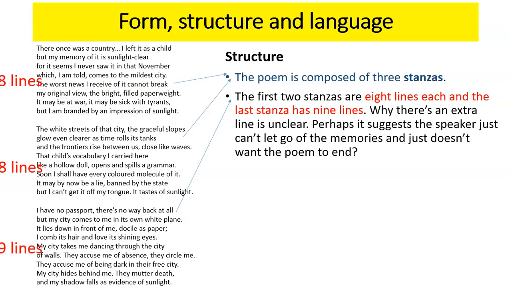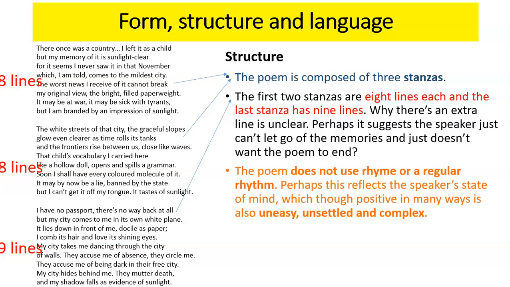So a suggestion has been made that perhaps the reason that the first two have 8 and then the last stanza has 9 is a way of the poet or the speaker showing how she just cannot let go. She can't let go of the memories. She just doesn't want the memories to end, essentially, and so in a way doesn't want the poem to end, and maybe that's why there's one extra line on the end of the last stanza. So that's your first point for structure.